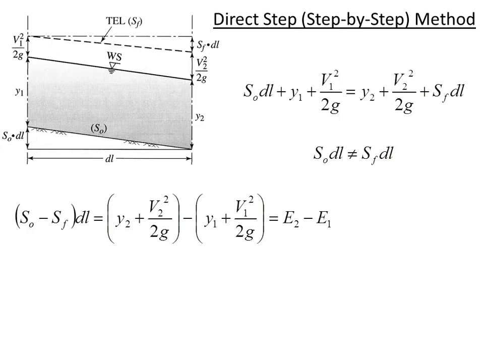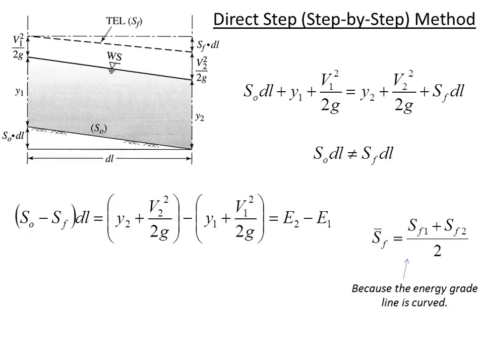If we rearrange things a little bit, if we move the specific energy to one side, so the specific energy being the energy above the channel bottom at 2, minus the energy above the channel bottom at 1, then the specific energy at 2 minus the specific energy at 1 is the difference in the slopes times dl. So we're just moving the specific energy portion of this total energy expression to one side, and then what's left over is the difference in the slopes times dl.